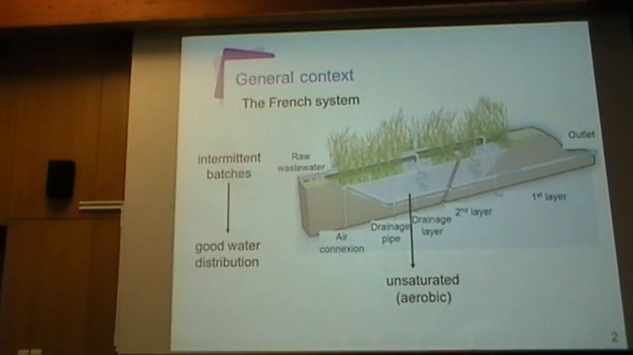I present you first the French vertical flow constructed wetlands. These systems are initially entirely composed of gravel, and reeds are planted in. They are fed with intermittent batches with raw wastewater, and therefore, after some years of operation, a sludge layer develops at the top of the filter, and the filter media turns into a matrix made of a mix of gravel and sludge.